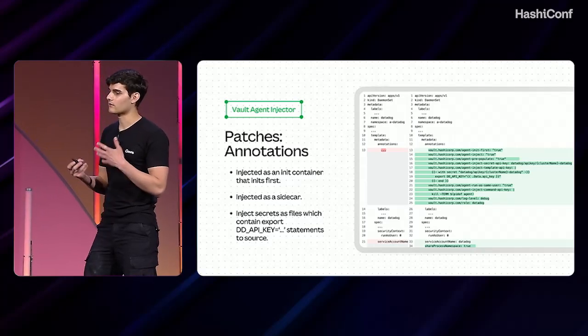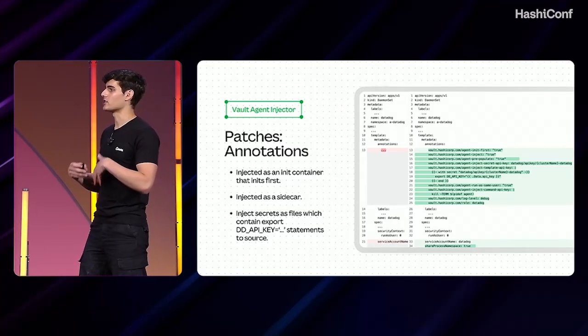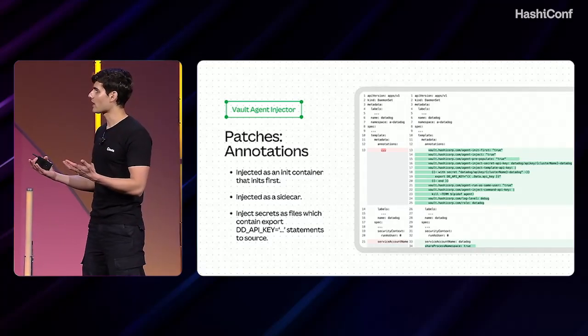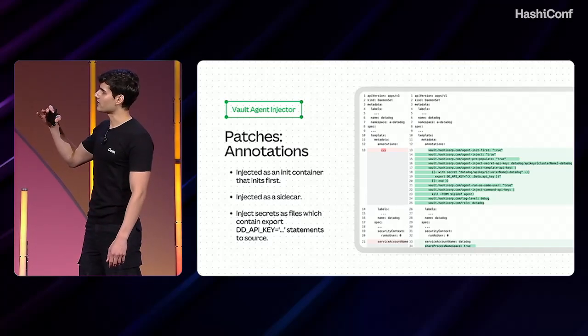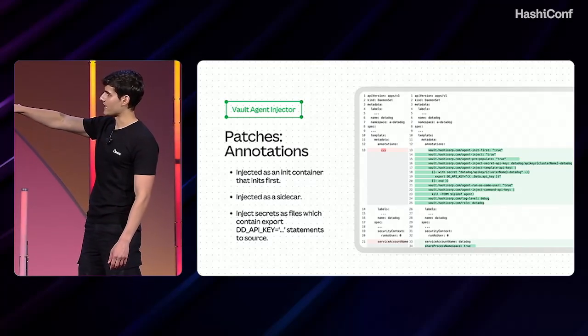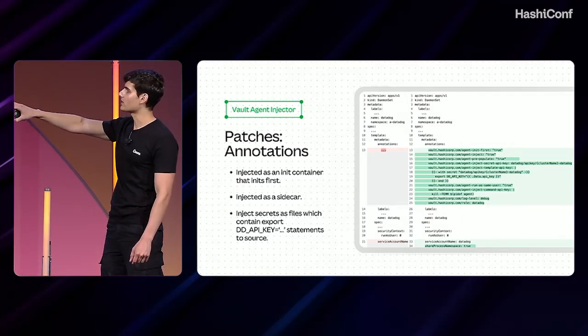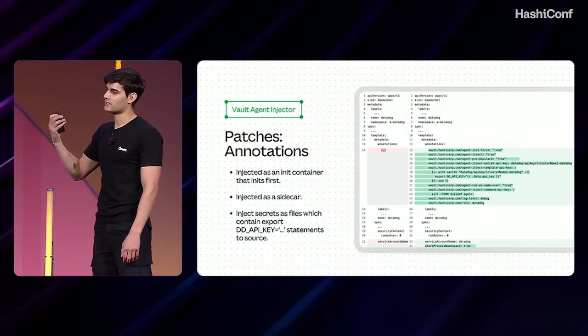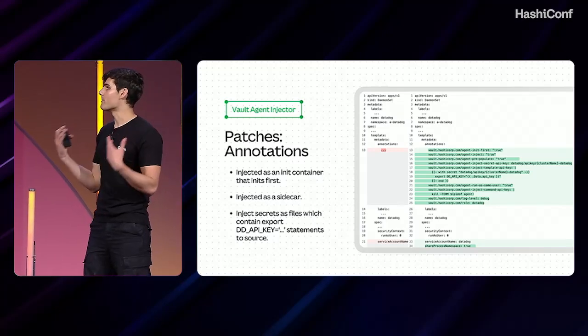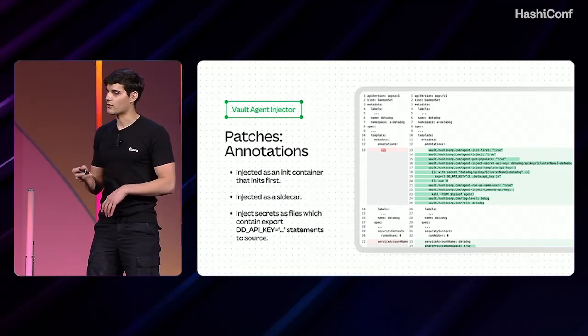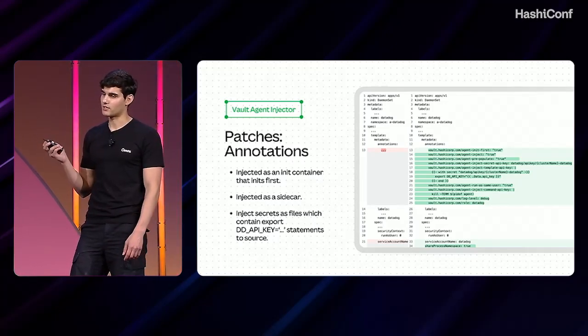So that's the way that the Vault Agent is able to actually inject environment variables. We first inject a file which, as you can see, has the export DD_API_KEY statement, and then that is sourced by the container as it starts up, making that secret value available in the application's environment.